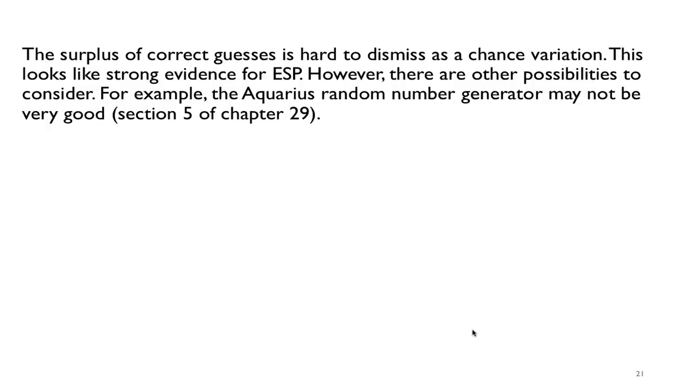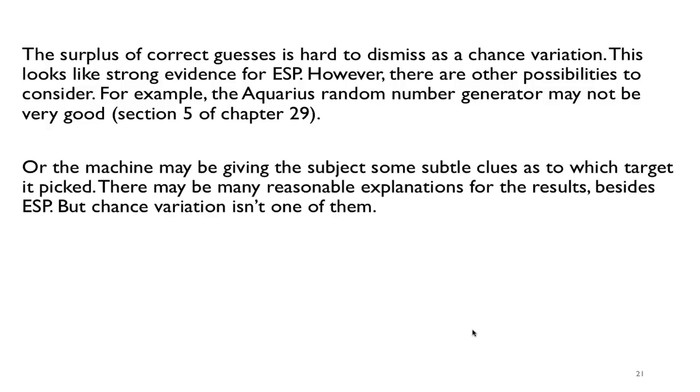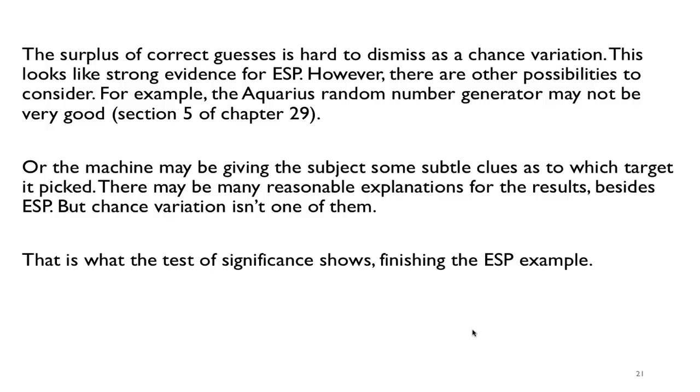But there are other possibilities other than just ESP, right? For example, maybe the machine is not working, or maybe the machine is giving some subtle clues about the right answer. Maybe the machine is spitting out numbers that have a certain pattern, and people pick up on that pattern. And so we definitely reject the null of guessing, but there are other reasonable explanations other than ESP.